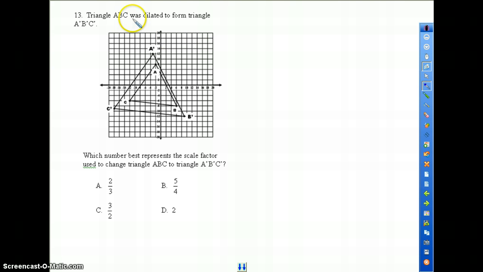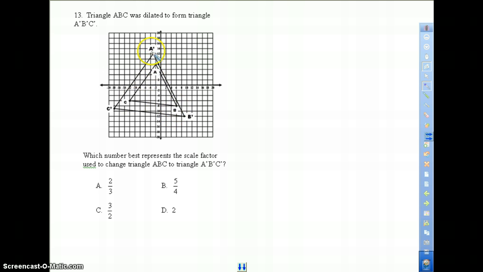13. Triangle ABC is dilated to form triangle A prime, B prime, C prime. Okay, it looks like the original is on the inside. The dilated is enlarged. They want to know which number best represents the scale factor to change ABC into A prime, B prime, C prime.